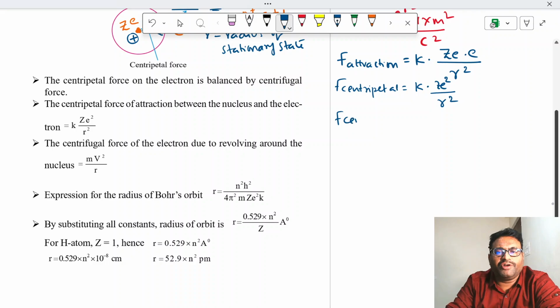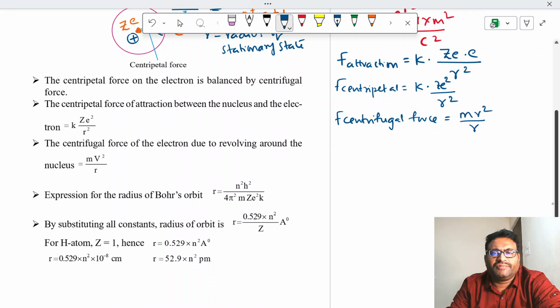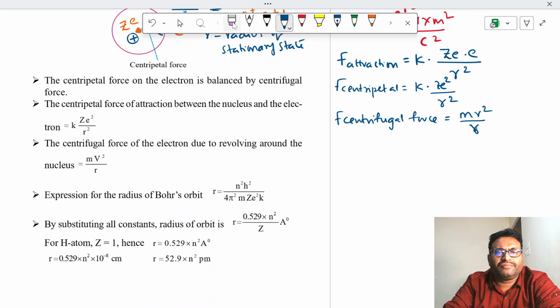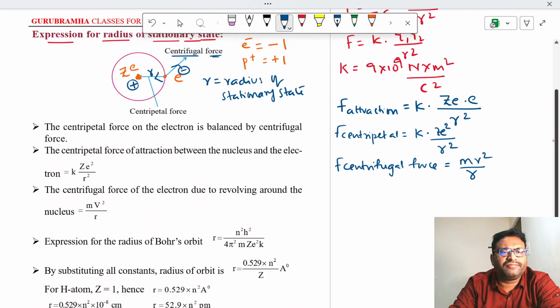The centrifugal force is given by mv square by R. The electron is moving in a circular path and is attracted by the nucleus. Due to its revolution around the nucleus, it experiences an outward force, and that outward force is called the centrifugal force.